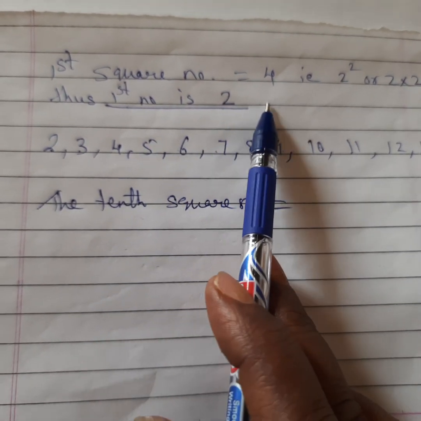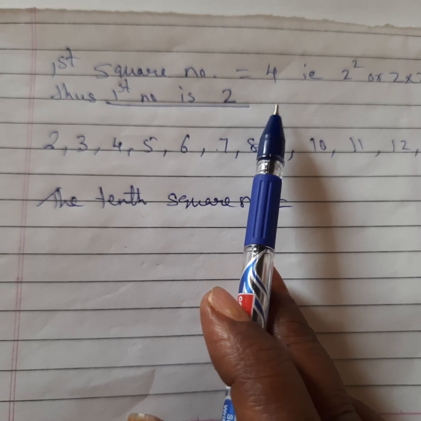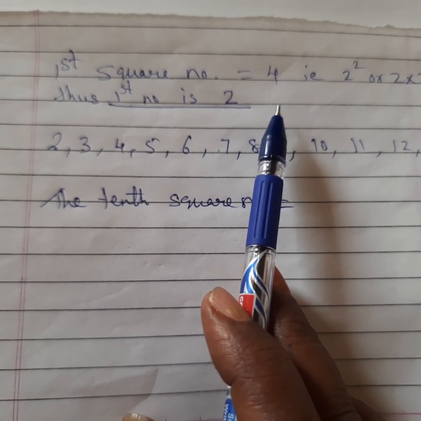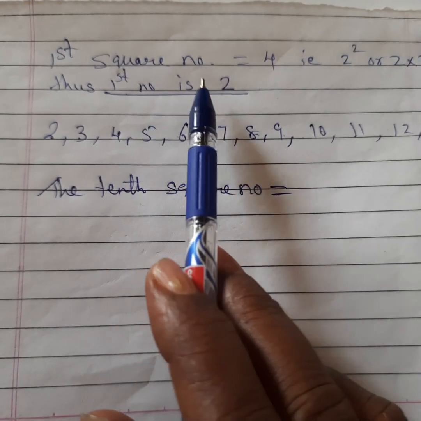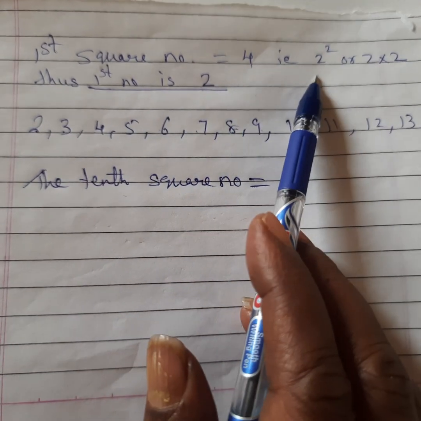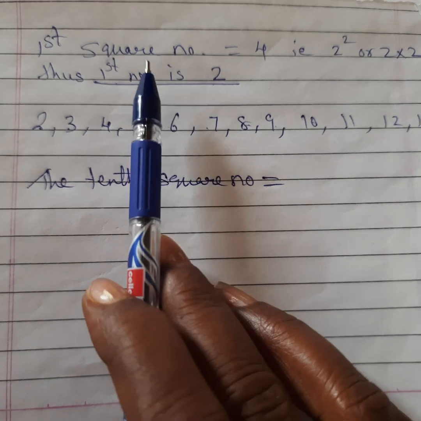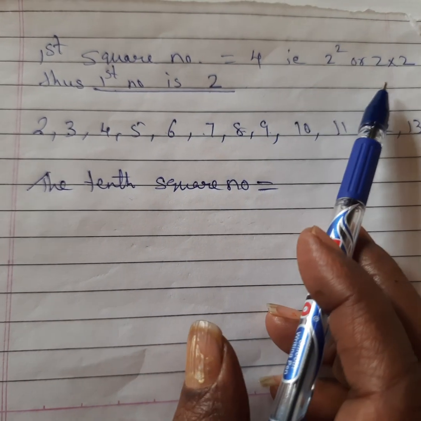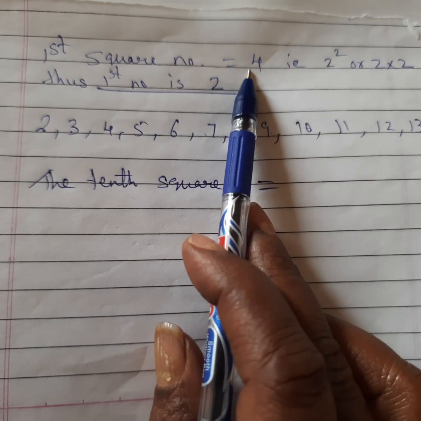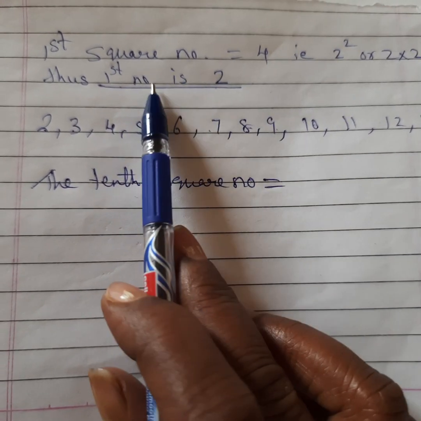The first square number is 4. There's a question now. If 4 is the first square number, then what is the 10th one? So how do we find out? If the first square number is 4, that is 2 square or 2 into 2, thus the first number is 2. That means when I multiply 2 into 2, I get the first square number 4. So the first number is 2.